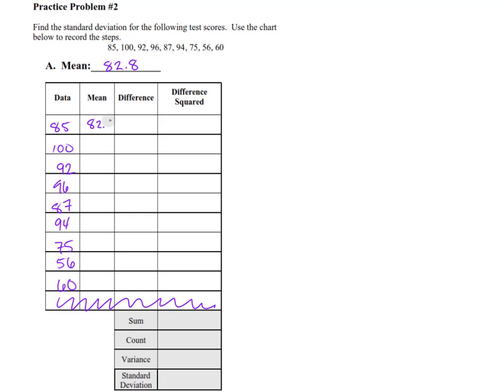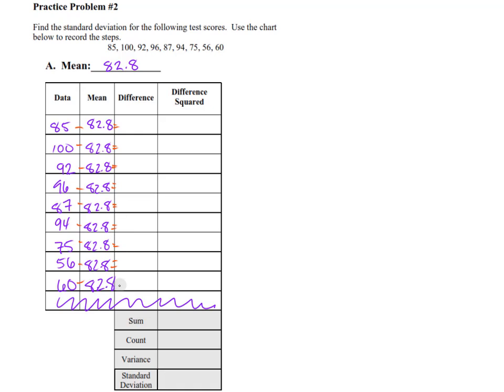82.8. Okay, and so we can fill that in all the way down, 82.8. Once we've done this, remember our next step is that we're going to find the difference between each data point and the mean, like we're going to subtract. And once we figure out the difference by subtracting, we're going to square that new number. So we're going to need to do our subtraction, our equal sign, what's our difference, what's our square difference, etc.